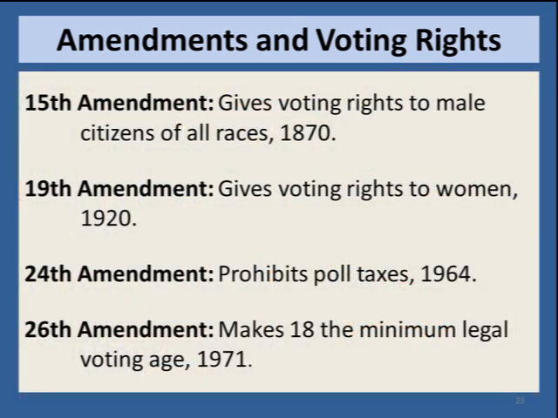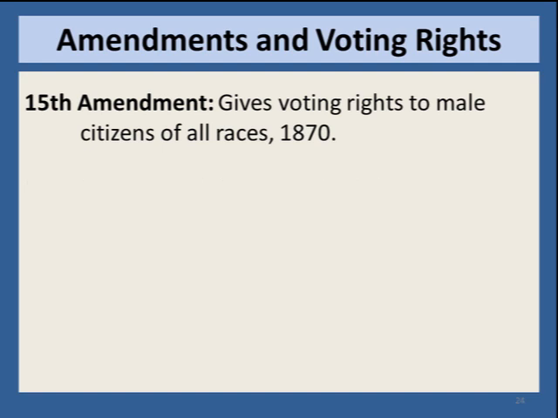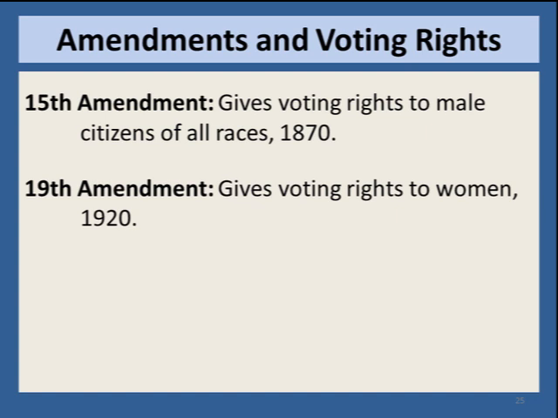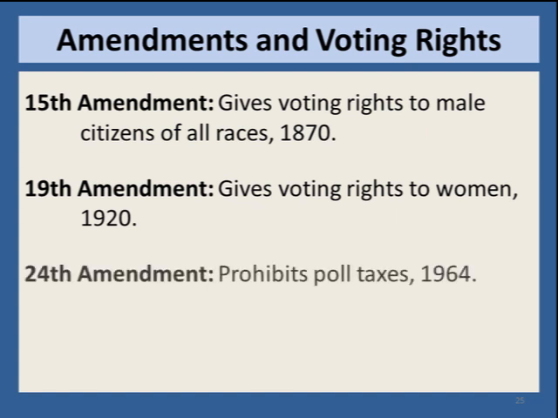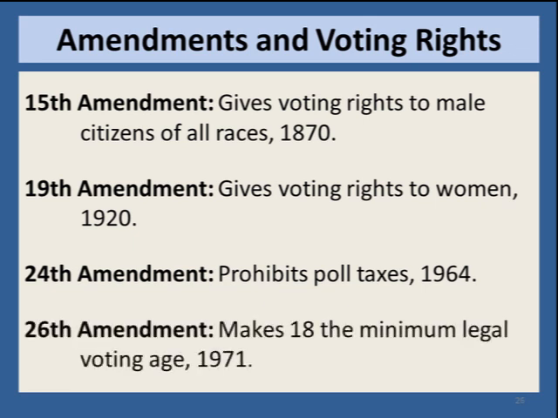The first of these amendments gives voting rights to all male citizens, regardless of their race. The second gives women the right to vote. The next amendment prohibits poll taxes. This means you don't have to pay to vote. The last change made 18 the minimum legal voting age. Together, these 4 amendments guarantee all citizens aged 18 or older the right to vote.